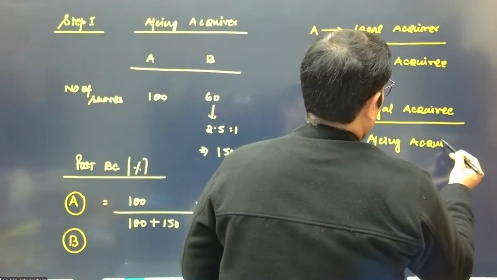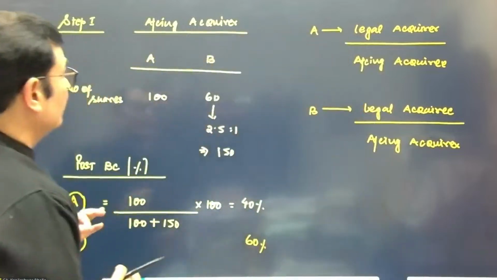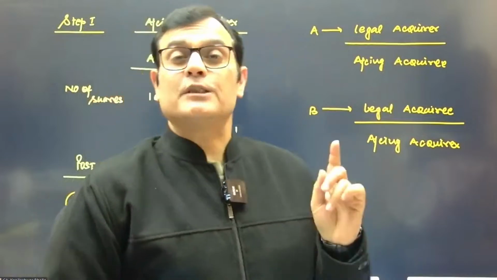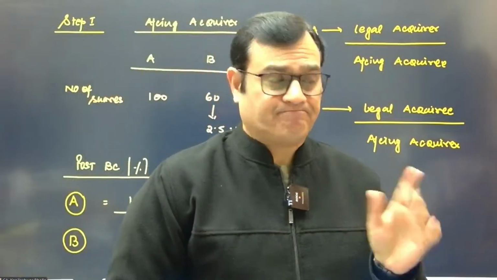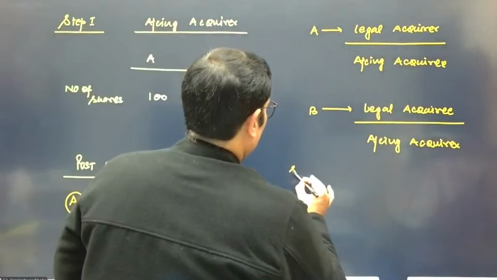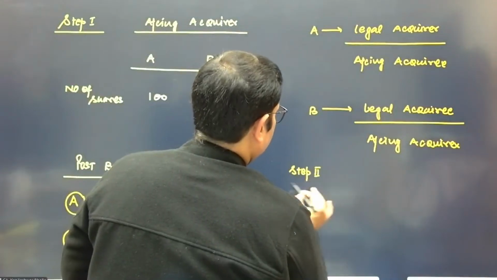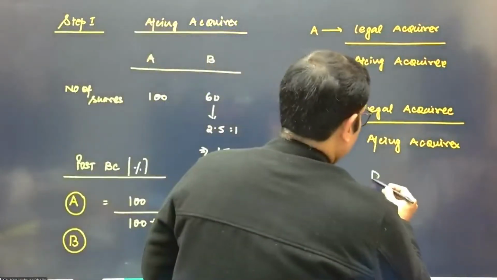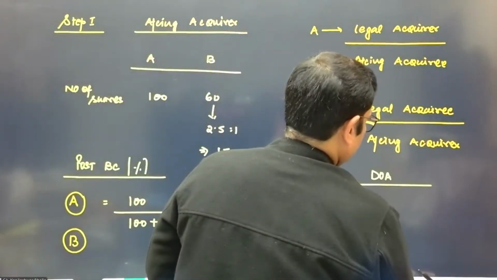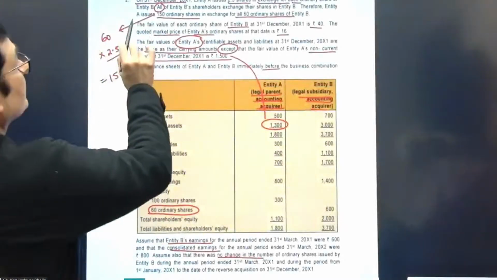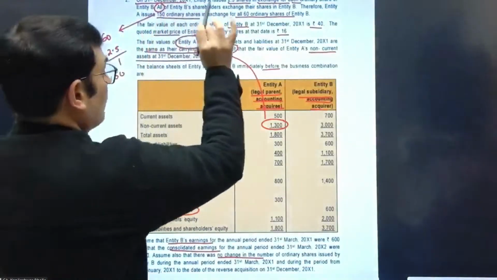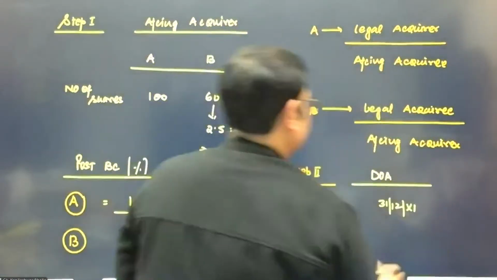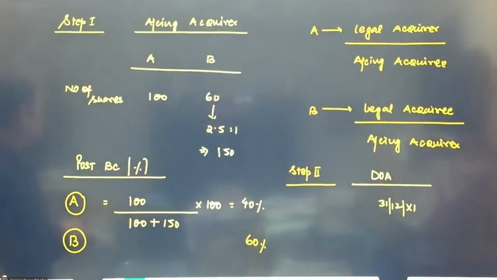So this is my step number one, which is not only giving me the computation that yes, it is reverse acquisition, but also is going to help me in my purchase consideration. Okay, then we can go on to step number two. And step number two is pretty easy. We need the date of acquisition. And as far as the date of acquisition is concerned, it is very clearly stated in the question. It says at the very start on December X1. So my date of acquisition is supposed to be December X1. Okay, so step one and step two is done.